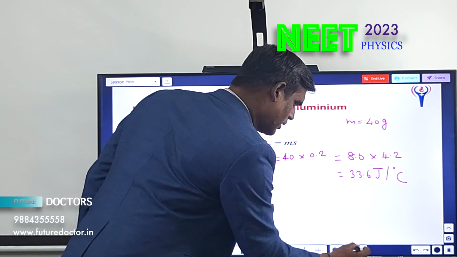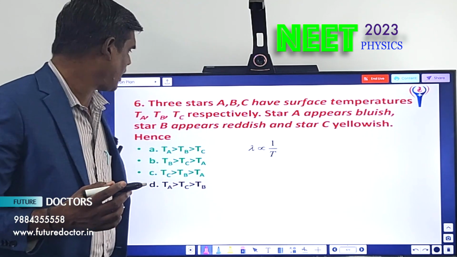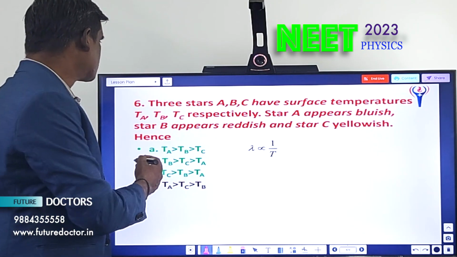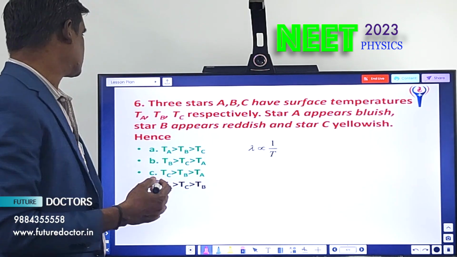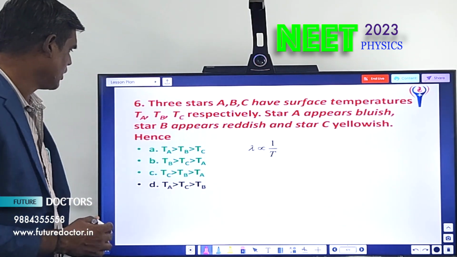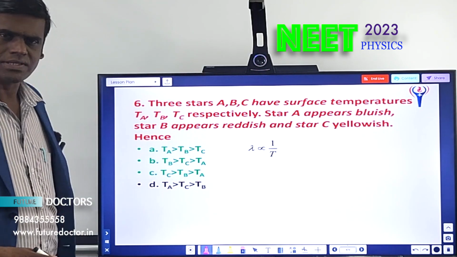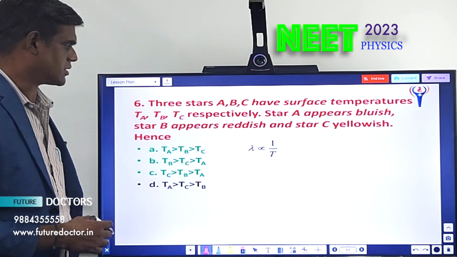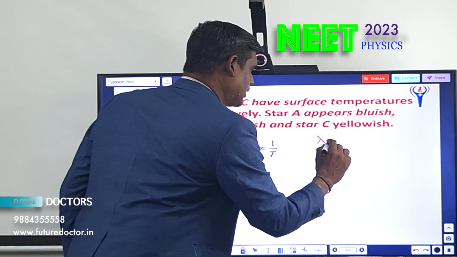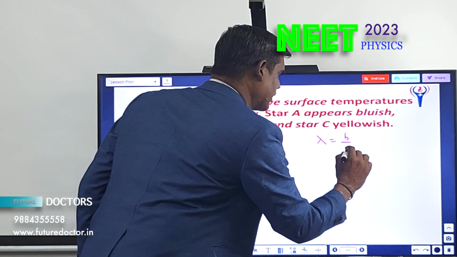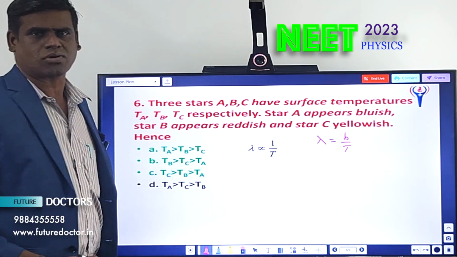Let's move to question number 6. Three stars A, B, C have surface temperatures TA, TB, TC. Star A appears bluish, star B appears reddish, and star C yellowish. Which is correct? This is from Wien's displacement law, that is lambda equal to b by T. Here b is Wien's constant. From that, lambda is inversely proportional to T.